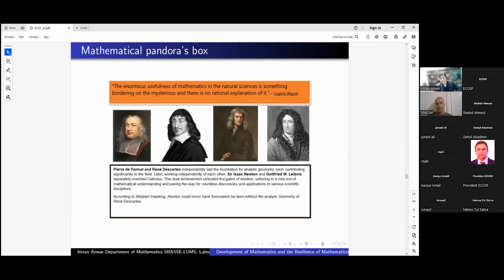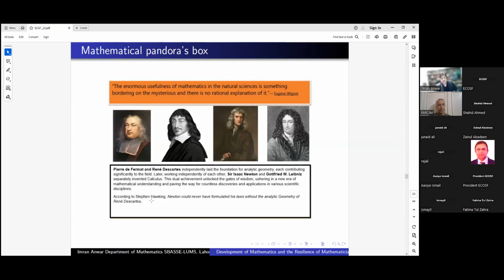And later on, working independently, Sir Isaac Newton and Gottfried Leibniz, again both of them worked independently. And there is always a fight to give the credit, whether it was Newton or Leibniz who invented calculus. So definitely, calculus is, you can say, the pinnacle of the mathematics developed over the years, which started with the work of Archimedes. And by the way, this duel of achievements unlocked the gate of wisdom, ushering in a new era of mathematical understanding and paving the way to countless discoveries and applications in various scientific disciplines.